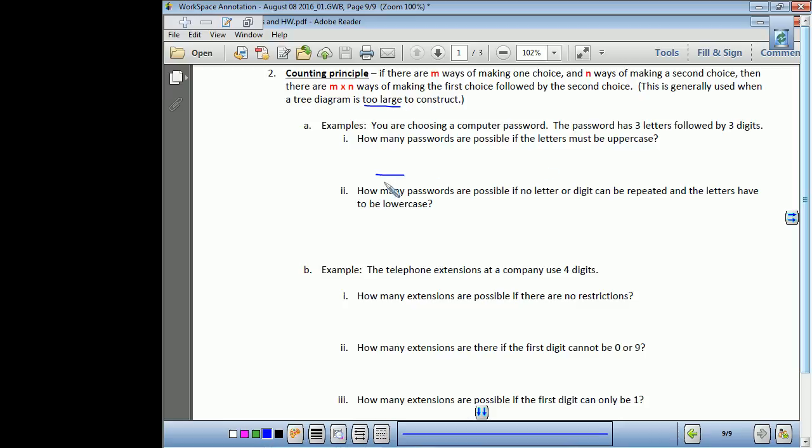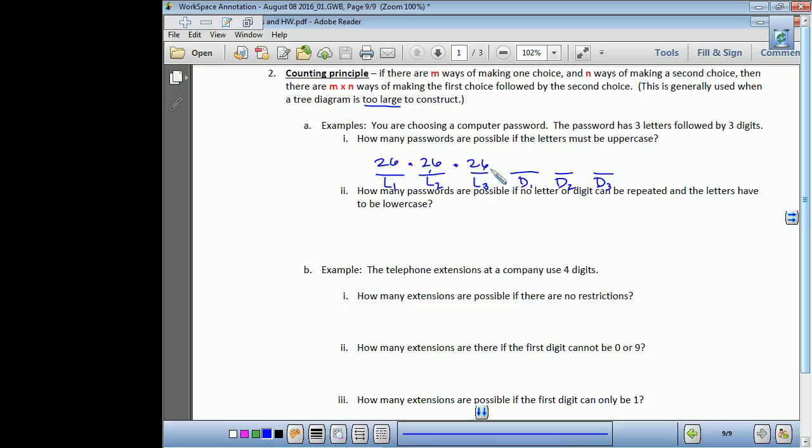If we're only looking at uppercase, that limits us a little bit, but we know we need 3 letters, first letter, second letter, third letter, followed by 3 digits. First digit, second digit, and third digit. If my letters are restricted to uppercase only, how many possible choices are there? 26. Did it say anything about whether I can repeat or not repeat? It didn't, so I get to repeat. 26 and 26.